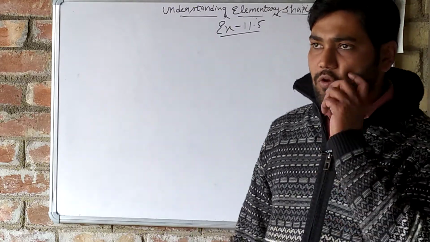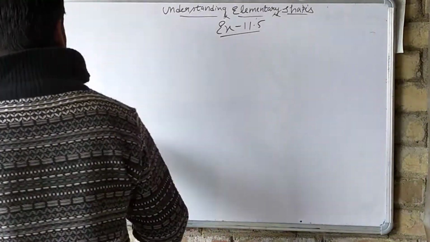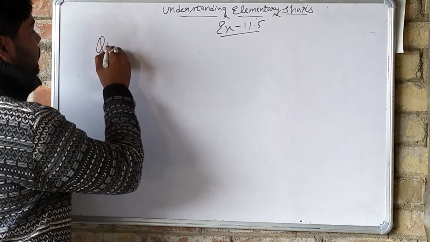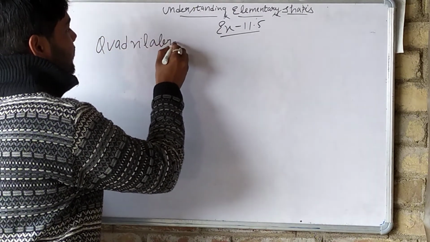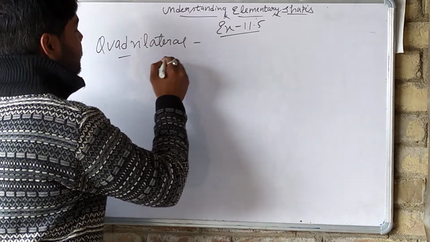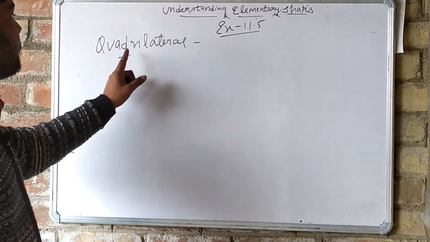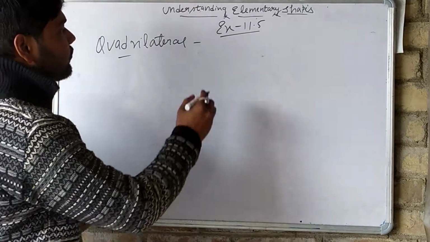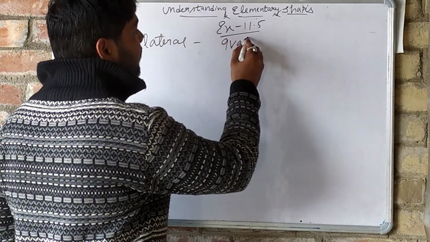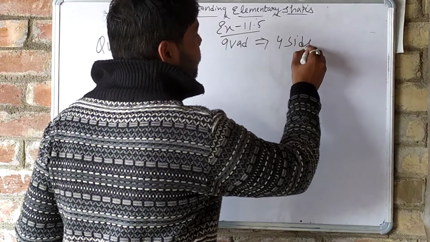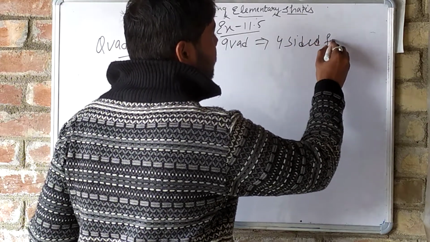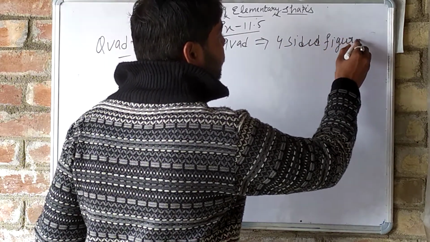Today we will study exercise 11.5 in maths, which is based on quadrilaterals and polygons. So first we will study about quadrilateral. What is a quadrilateral? The name itself suggests quad plus lateral. Quad means a four-sided figure.